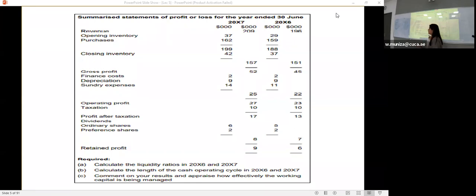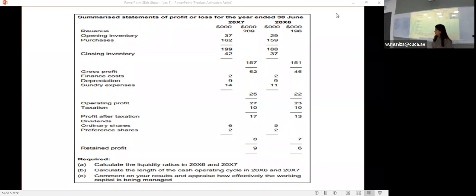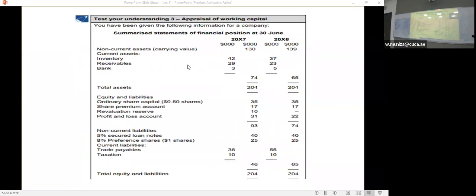Okay. So what is the formula for current ratio, students? Very good. Current assets divided by current liabilities. And for quick ratio? Current assets minus inventory divided by current liabilities. So let's see the figures and quickly calculate it. What are the current assets here? This one is our SOFP.